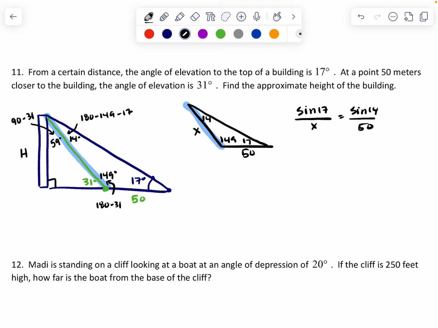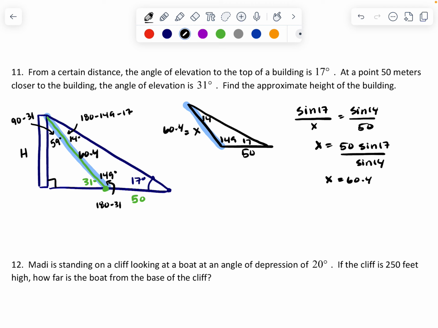So if I cross multiply and divide, I'm going to get x equals 50 times the sine of 17 all over the sine of 14. I'm plugging that in, so I have 50 sine of 17 divided by the sine of 14, and that gave me about 60.4. So x is 60.4. So if this guy is 60.4, that's this one right here, 60.4.